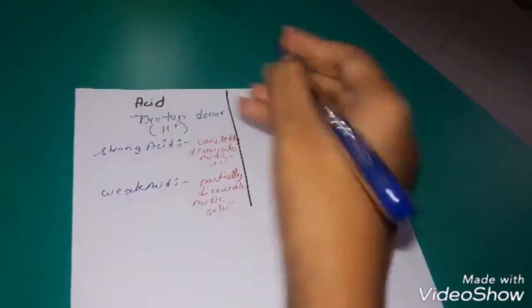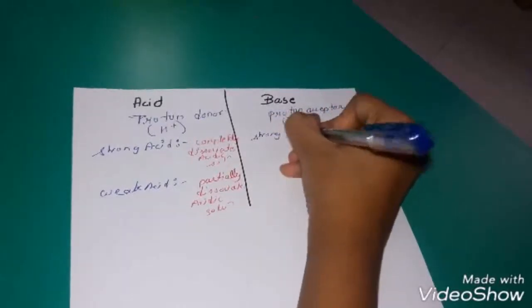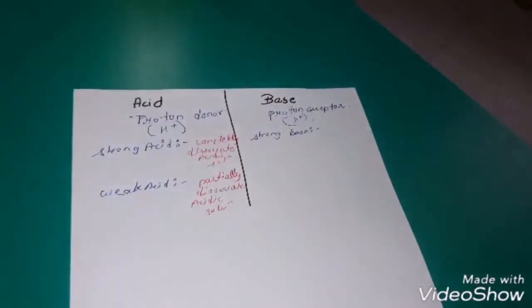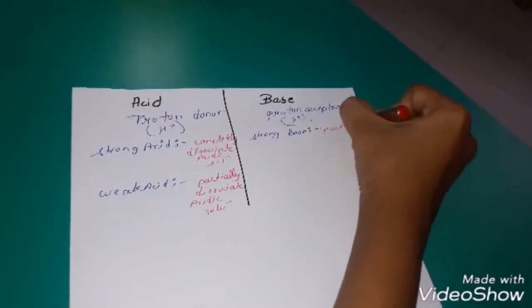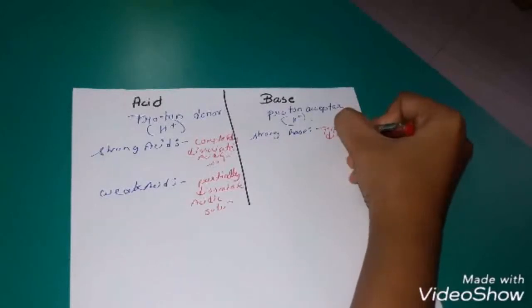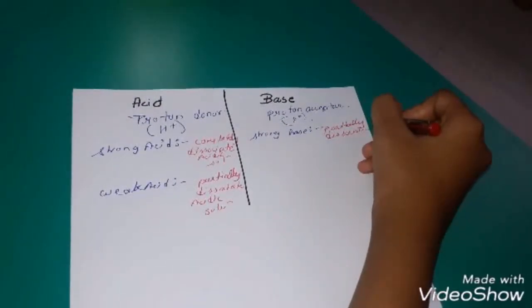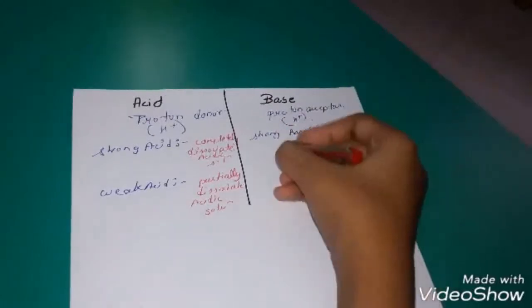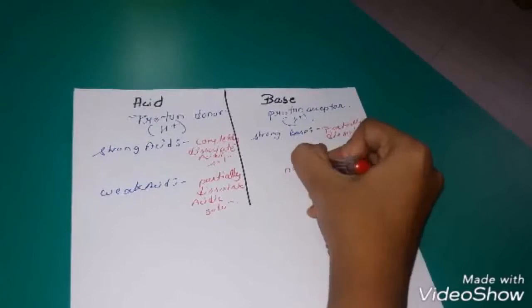For base, we are having only strong base. So strong bases are those which completely dissociate. We do not have weak base.